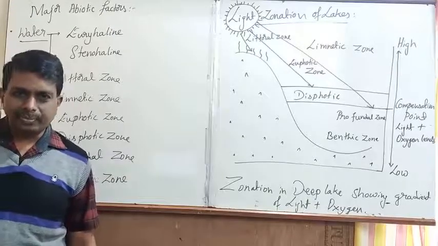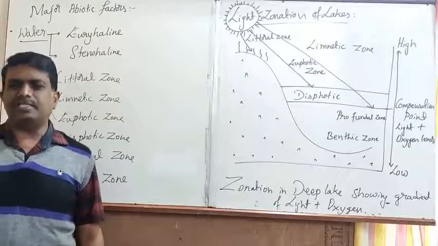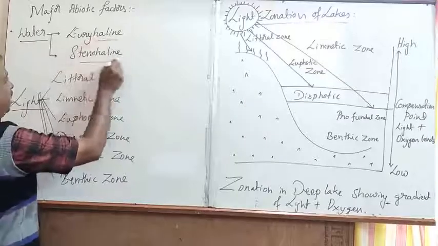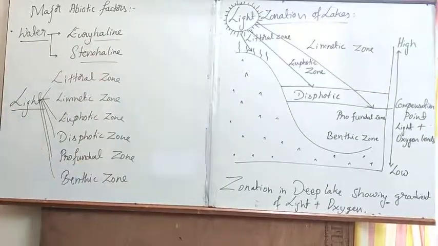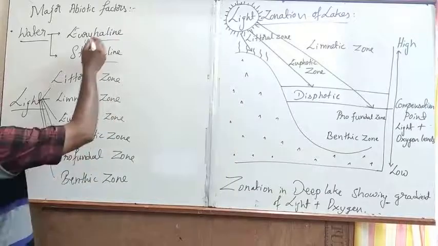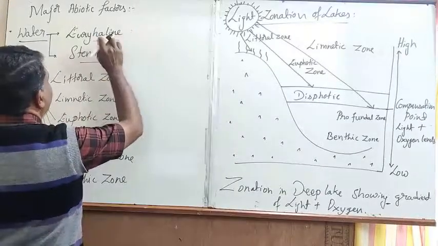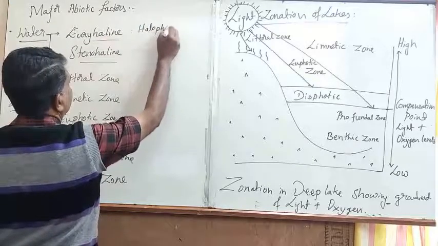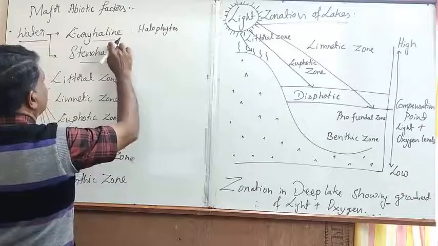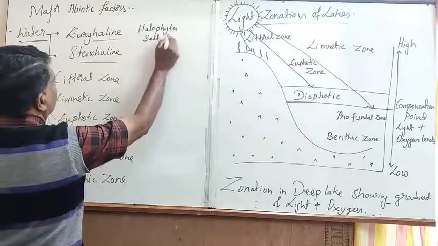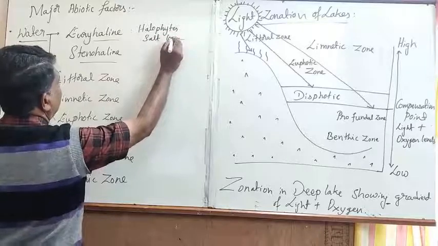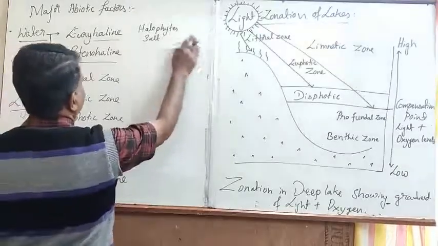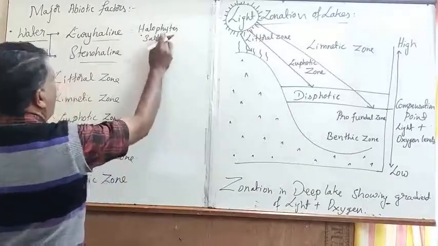Salinity tolerance is taken into consideration to classify living organisms into two important types, namely euryhaline and stenohaline. Haline refers to salt. The salt-loving plants are called halophytes.